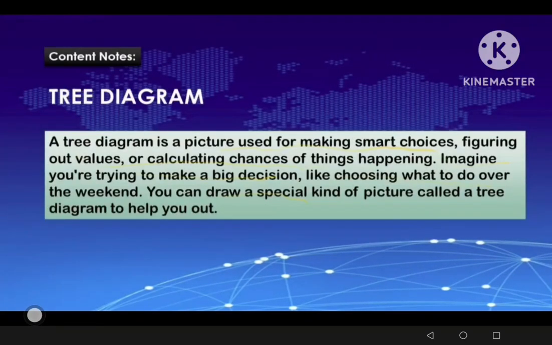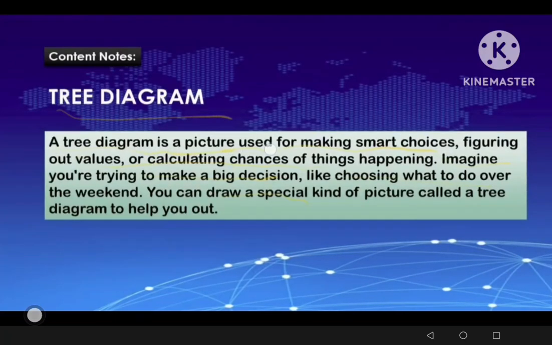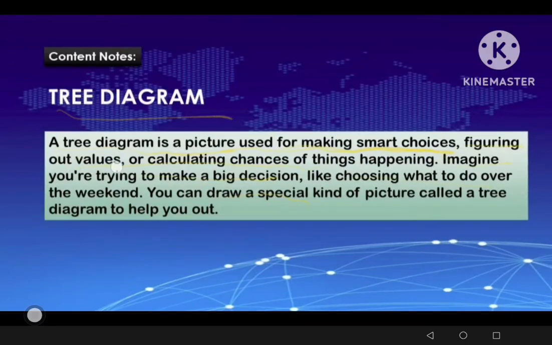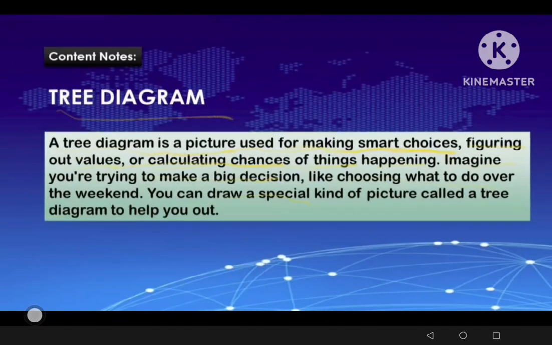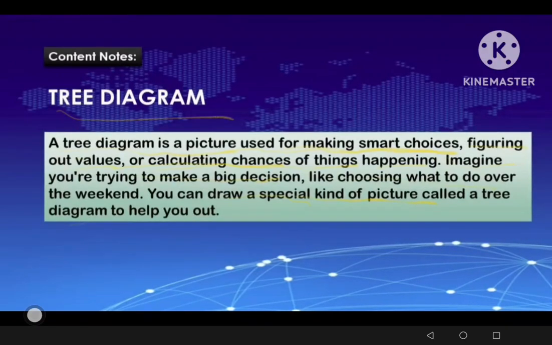Let's define what a tree diagram is. A tree diagram is a picture used for making smart choices, figuring out values, or calculating chances of things happening. Imagine you're trying to make a big decision, like choosing what to do over the weekend. You can draw a special kind of picture called a tree diagram to help you out.